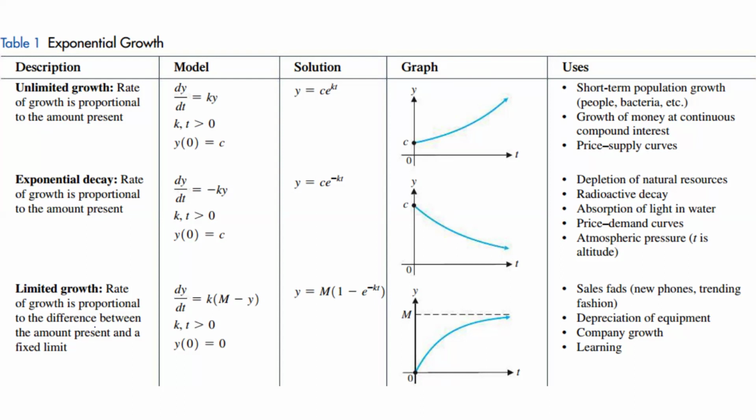Then we have something called limited growth. So it's the rate of growth is proportional to the difference between the amount present and a fixed limit. And so here we have dy/dt equals k times (m minus y). k and t both greater than 0. y of 0 equals 0. And here we get the solution that we kind of saw a little bit ago. We have m minus m times e to the minus kt. And so that kind of goes up and we reach a plateau. We never reach that m value. We get very, very close, but we never reach it. These are sales fads, new phones, trending fashion, depreciation of equipment, company growth, learning, etc.